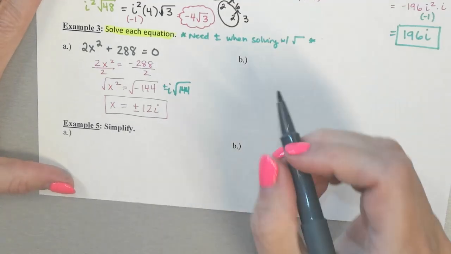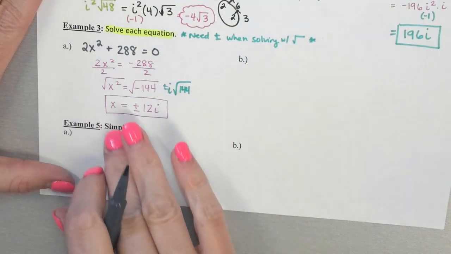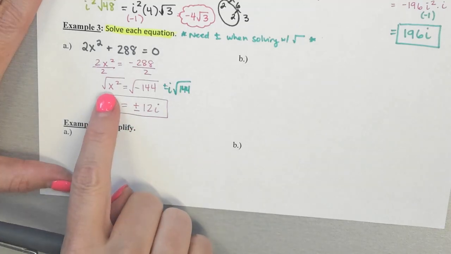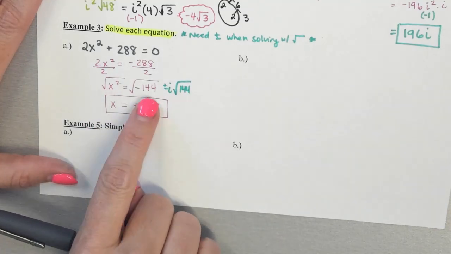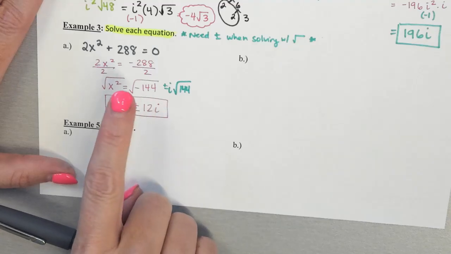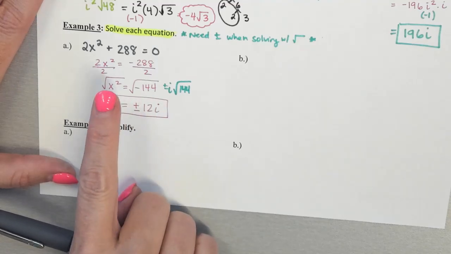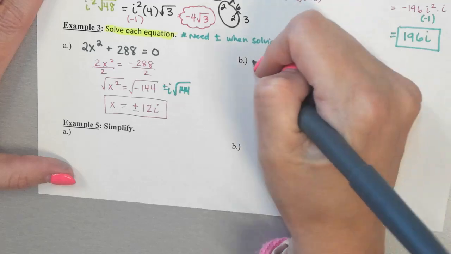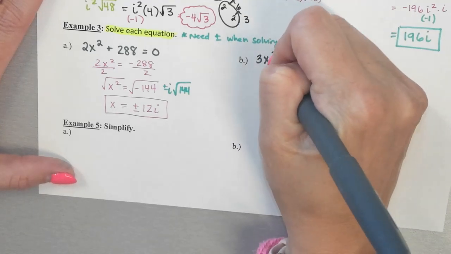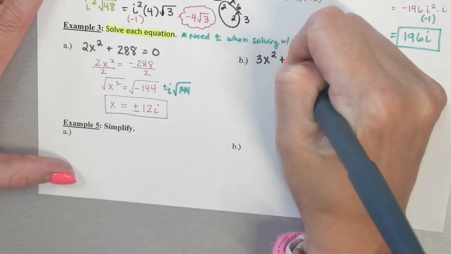When are we going to have that? Whenever you're solving, because if it's x squared, right, there are two things that would make 144. You could have 12 squared or you could have negative 12 squared. So we don't know which one it is because both of those are going to get that same value.